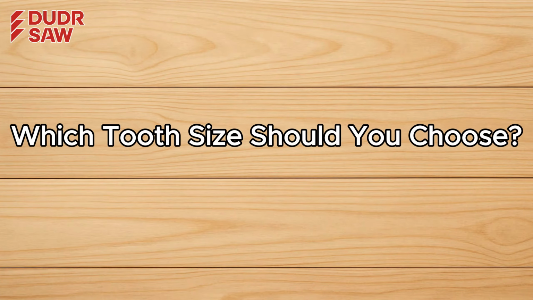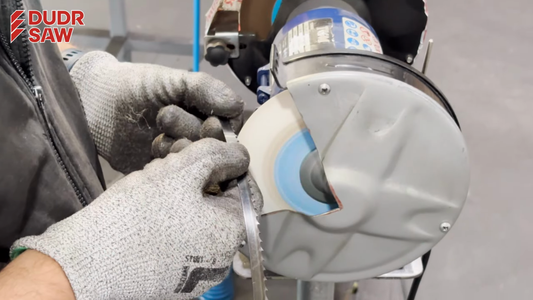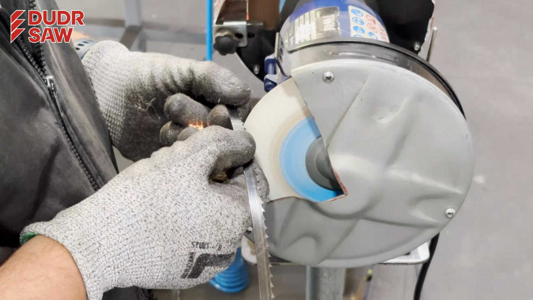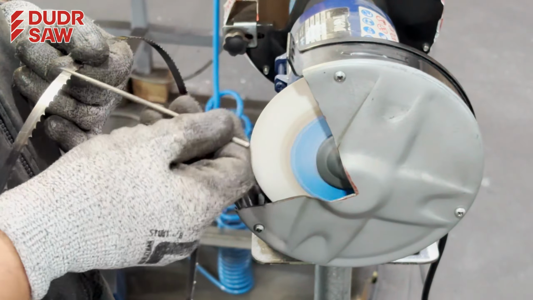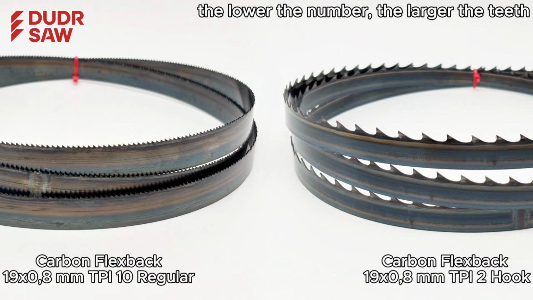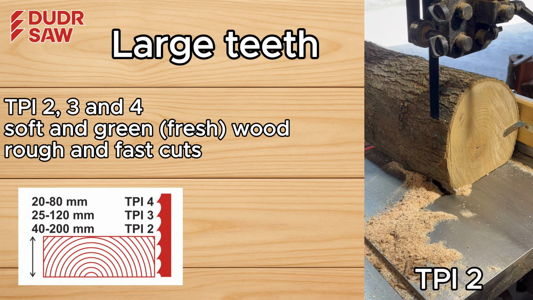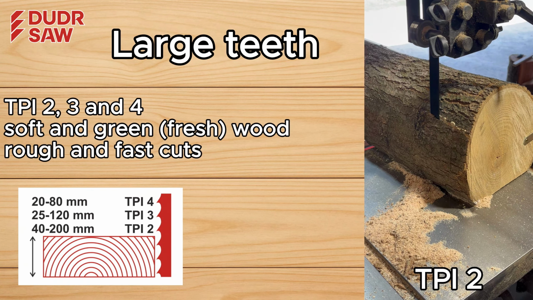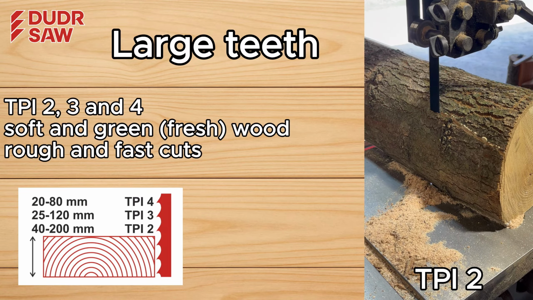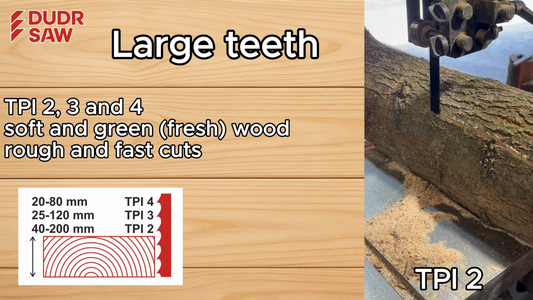Which tooth size should you choose? The tooth size is selected according to the height of the material being cut and the desired finish quality. The smaller the TPI number is, the larger the tooth will be. Large teeth. These sizes are used for large diameters and for rough, fast cuts. These blades are suitable for longitudinal cutting of soft and green wood.